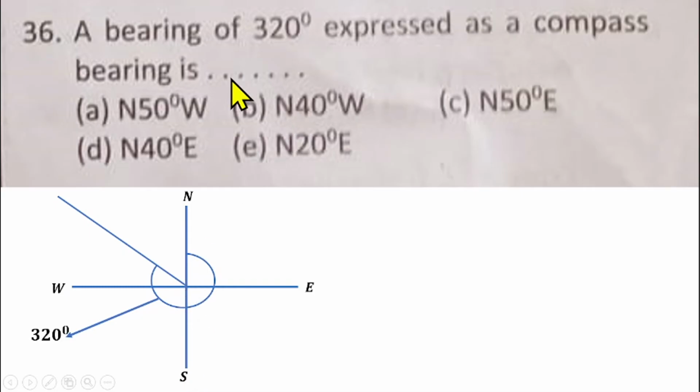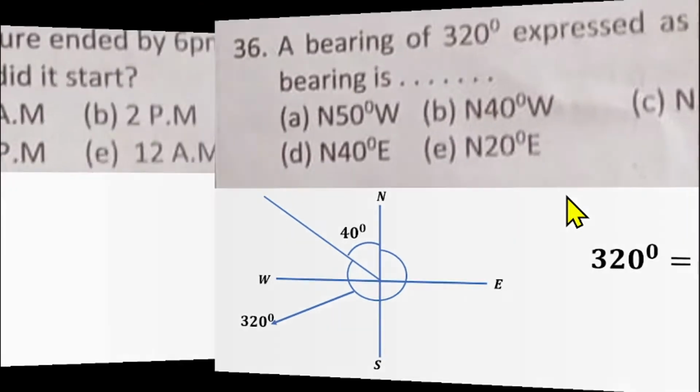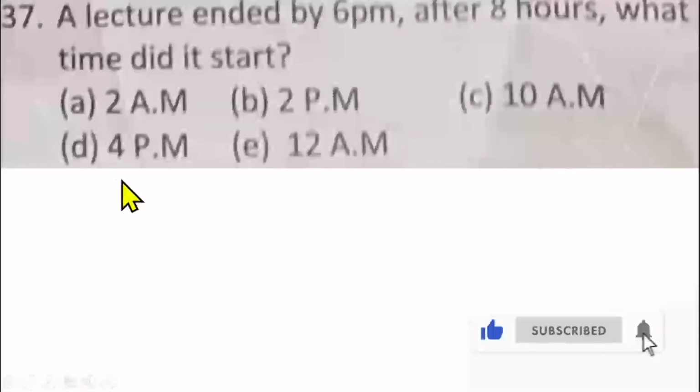Then our aim is to change it to compass, which is going to be from the remaining angle left, from the north to the west. So the angle here is going to be 360 minus 320, and that should give us 40 degrees. So that will give us 40 degrees north to the west. So 320 degrees gives us N40°W, and that makes option B the right answer for question number 36.